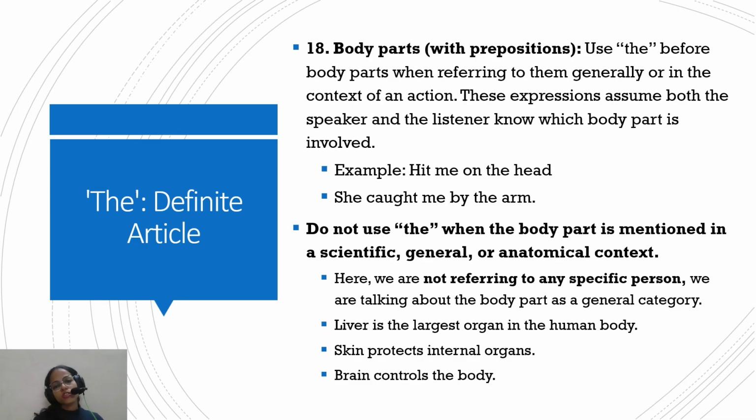Body parts. When you're referring to body parts, we use "the" before body parts when referring to them generally or in the context of an action. These expressions assume both speaker and listener know which body part is involved. So if someone says, hit me on the head, that means two people are talking, and it is assumed that this head is being talked about. So here head becomes specific, so it is followed by the article "the".